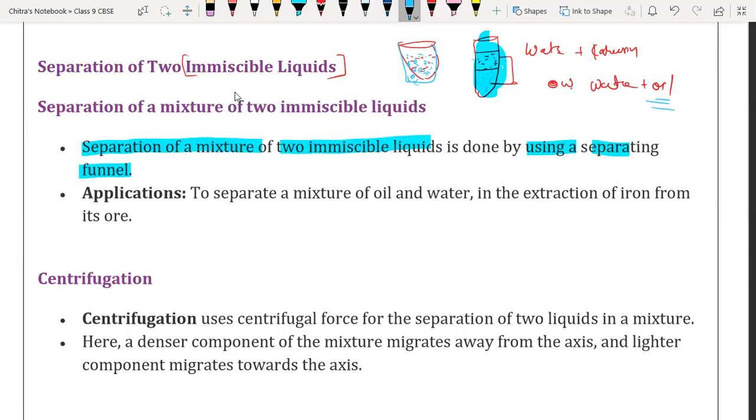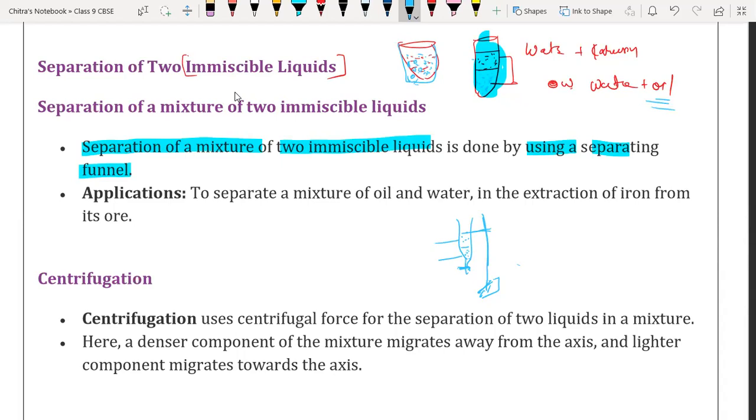Let me draw over here. Suppose we have one stand, and in the stand we have the separating funnel. Here we have a clip so that we can stop or start the flow of liquid from here. And here we have two immiscible liquids, like water and kerosene. Any substance having higher density will be at the bottom, and the one having lower density will be at the top.